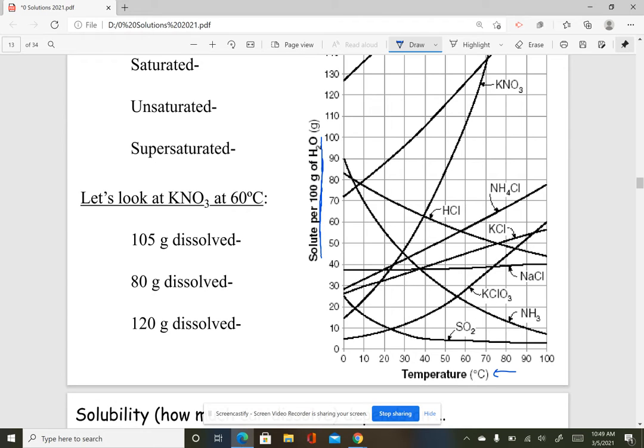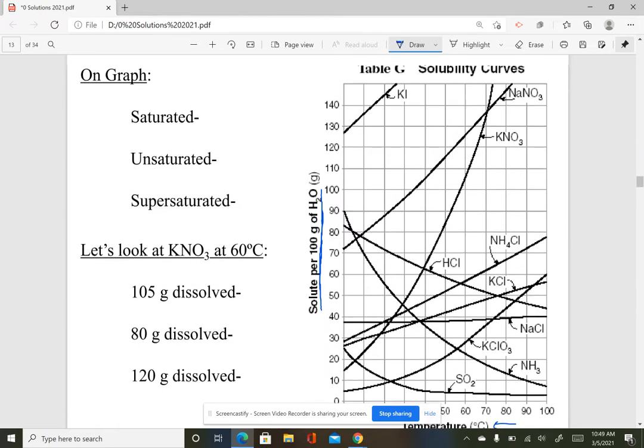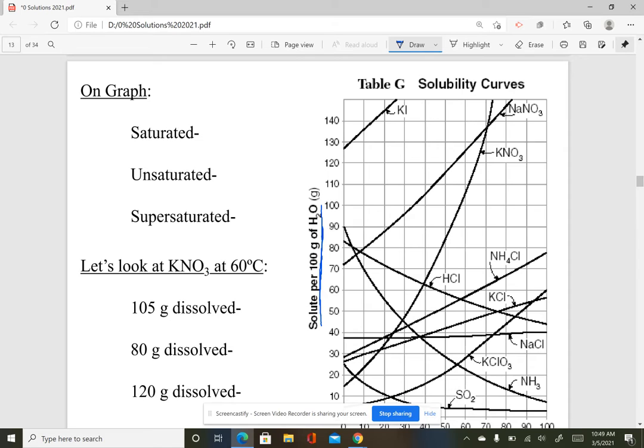Okay, so different substances have different solubilities than each other. On top of that, we're adding temperature to the mix and showing you how much more or less can dissolve at a given temperature. So that's important. You will be given table G if you need to answer questions regarding it.